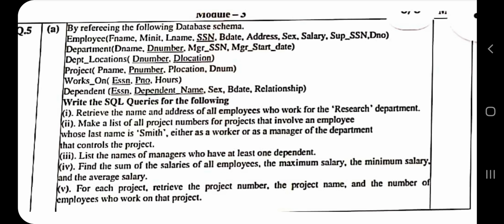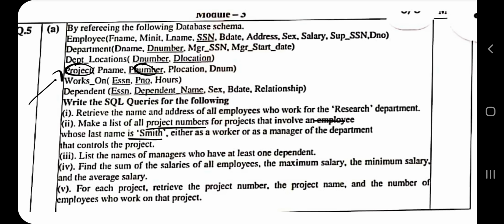That's the first query. The second one is to make a list of all project numbers. Where do you find the project numbers? Which table is it? The project table. So select P number from the project table that involves an employee whose last name is Smith.